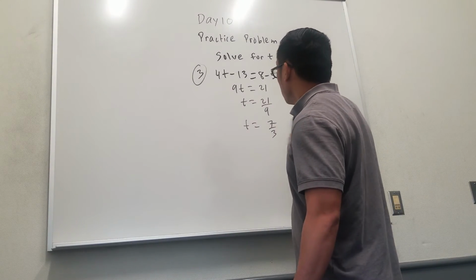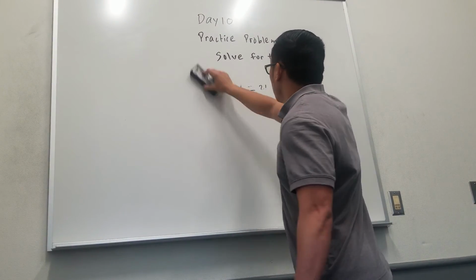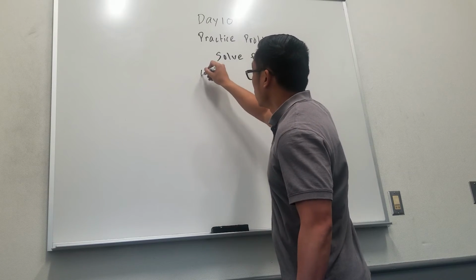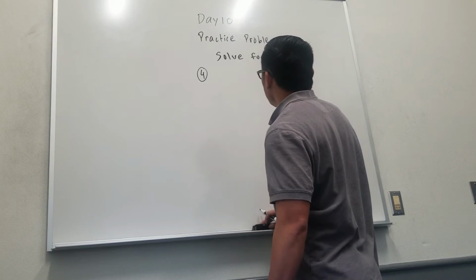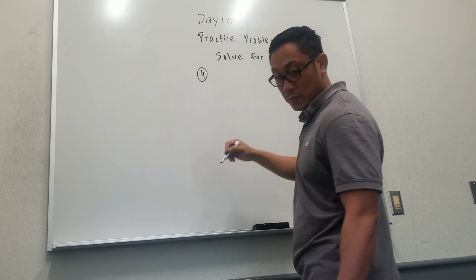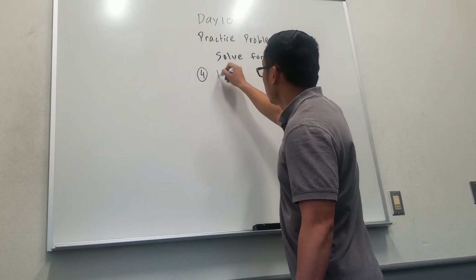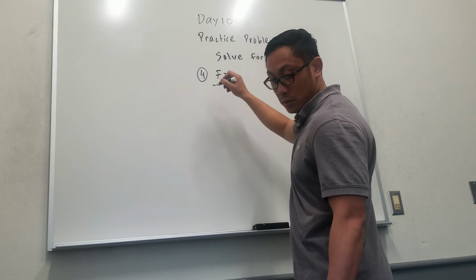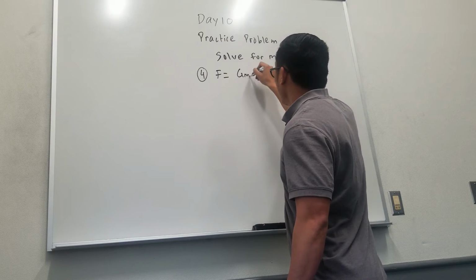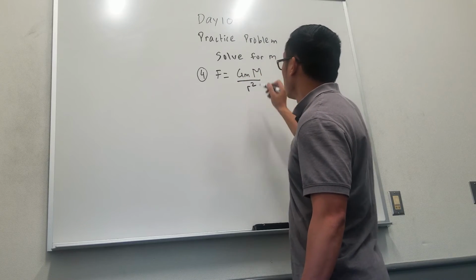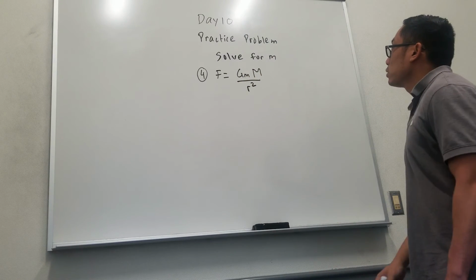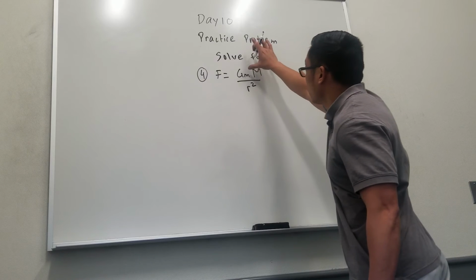Okay, now try 4. This time it's solved for m. So in this case, it's little m this time, not big M, little m. F equals G big M little m over r squared. So go ahead and try it out. Solve for small m. So we want to solve for this one right here.